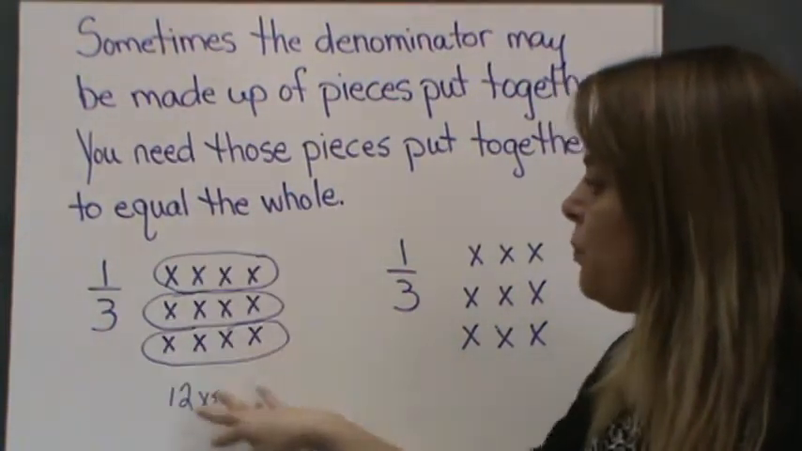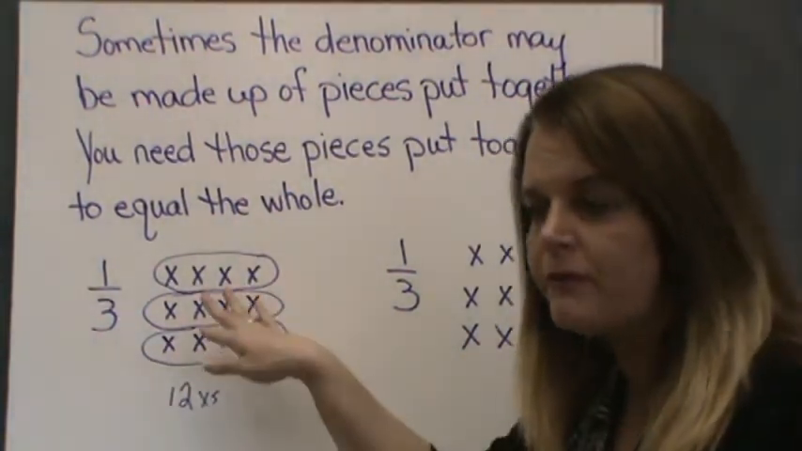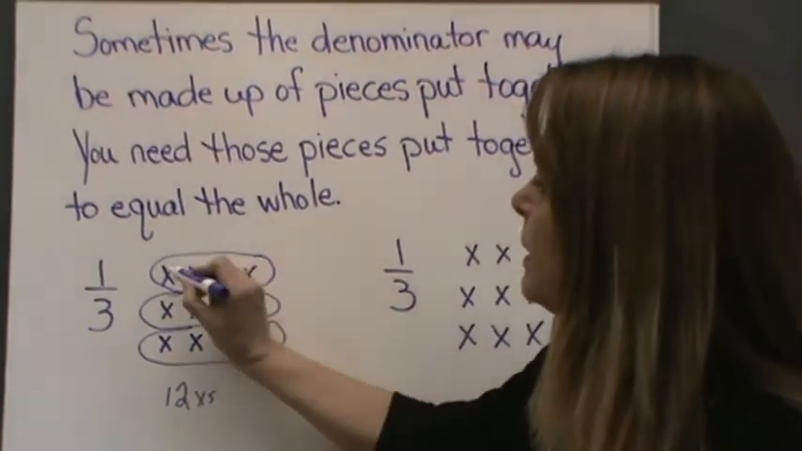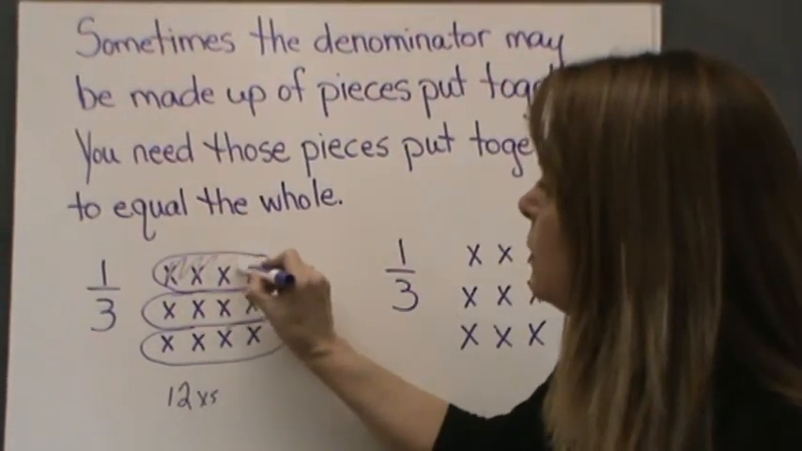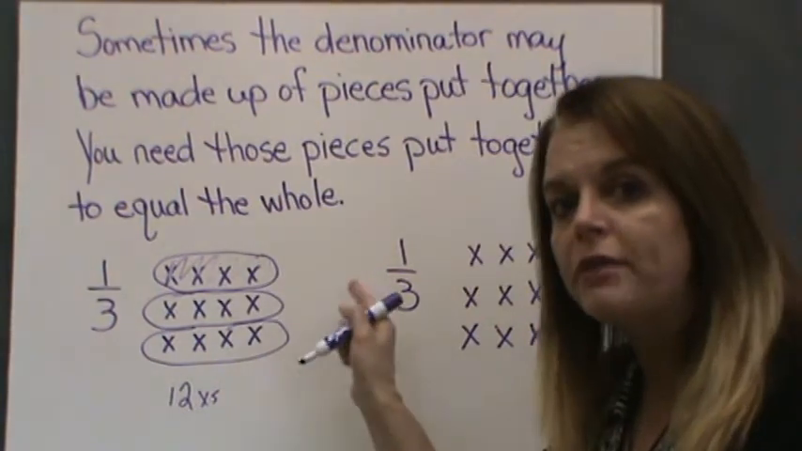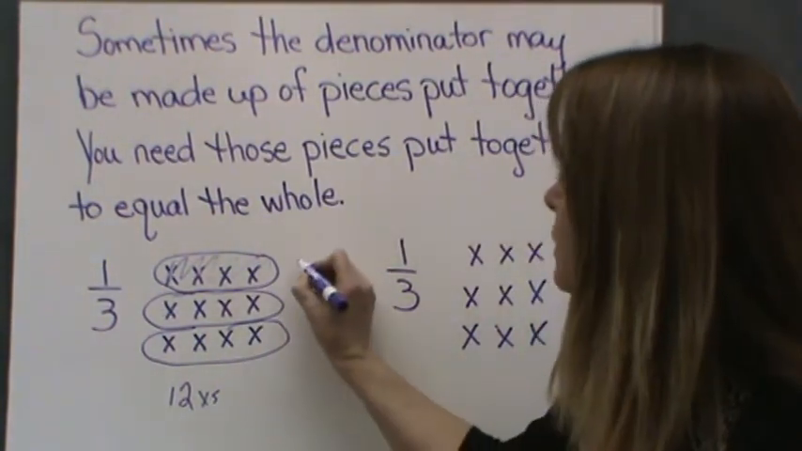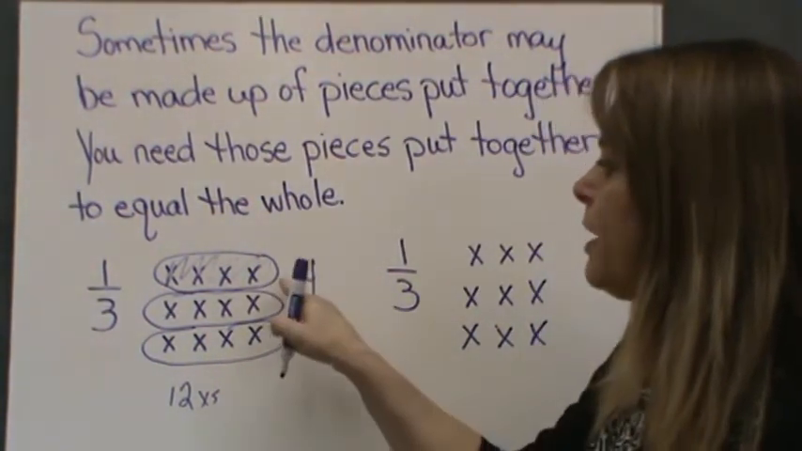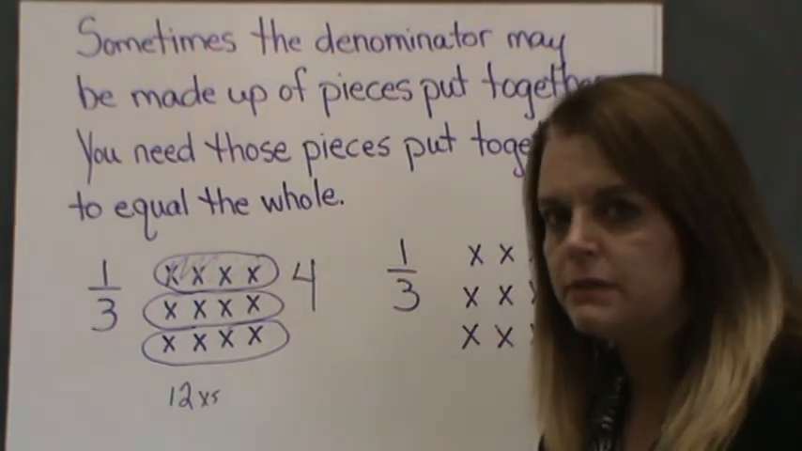So if I'm going to talk about 1/3 of this group of X's, I'm going to be talking about all of these. So how many is in 1/3 of 12? 4. I'm talking about 4 of those X's.